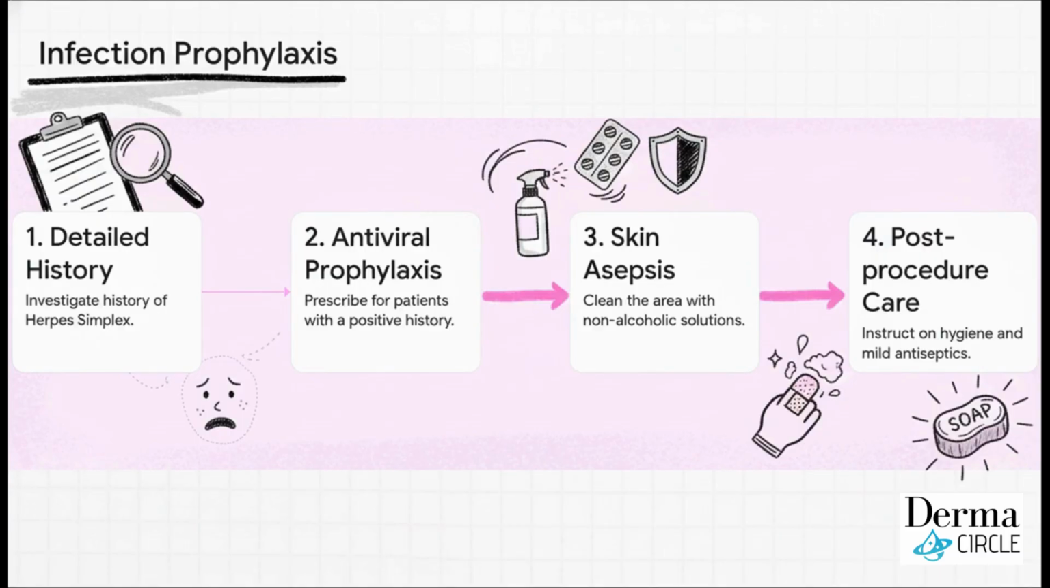First, you always take a detailed history, and you have to specifically ask about herpes simplex. For any patient with a history, antiviral prophylaxis is mandatory to prevent an outbreak. Then, before you even turn the laser on, you've got to make sure the skin is properly cleaned with a non-alcoholic solution. And finally, giving crystal clear post-procedure instructions on hygiene is absolutely critical to prevent any secondary infections.